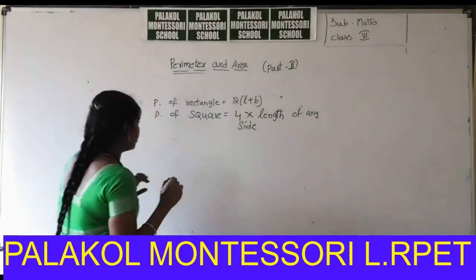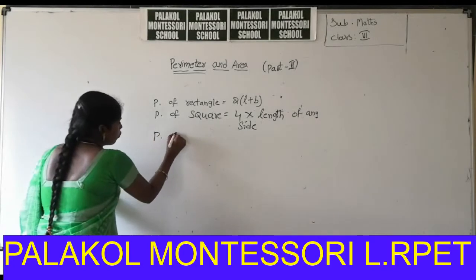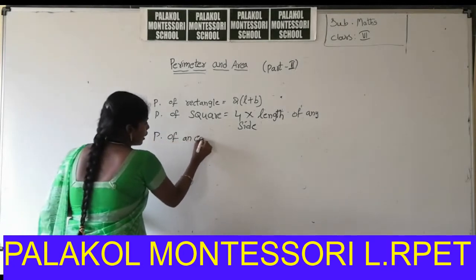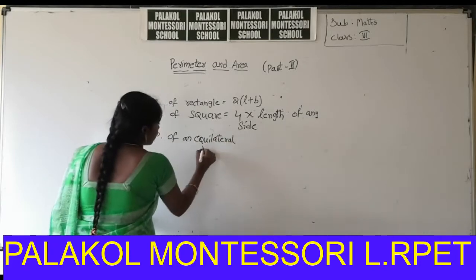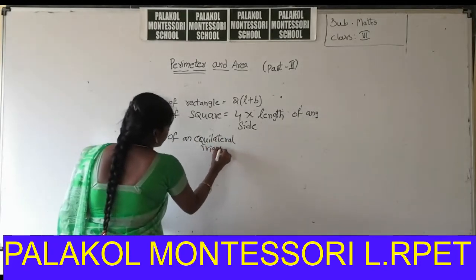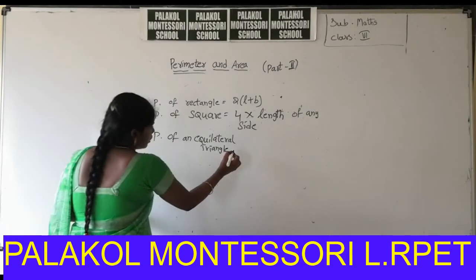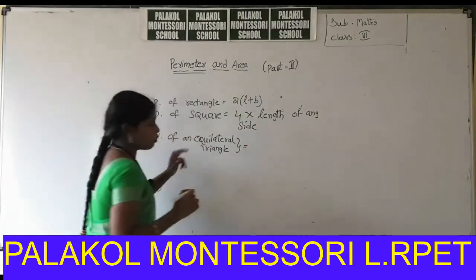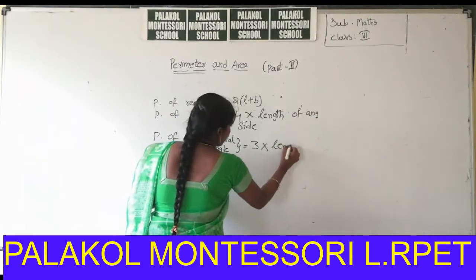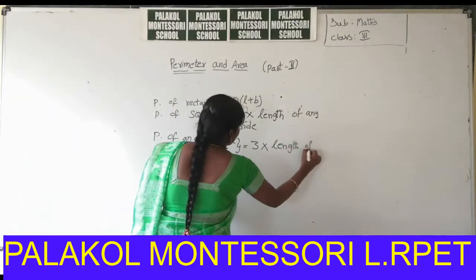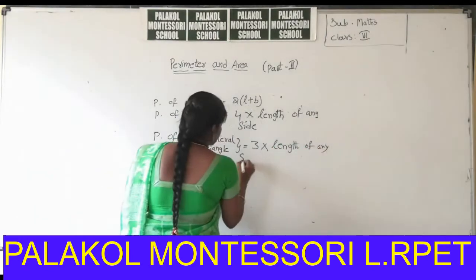Next, the perimeter of an equilateral triangle. Already in your previous class, I told the formulas. So, equilateral triangle, 3 into the length of any side.